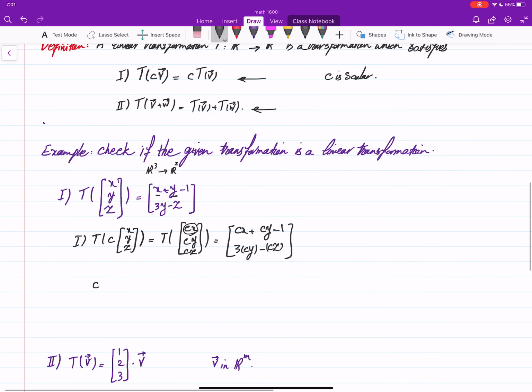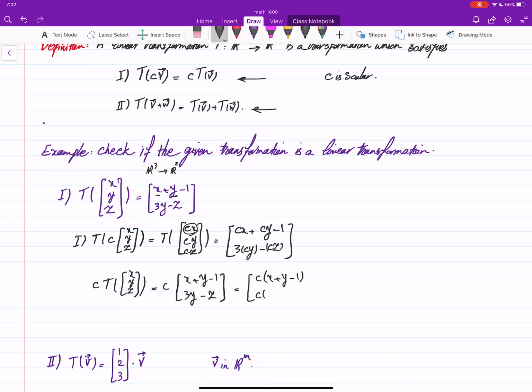How about C of Txyz? Well, let's see. T of xyz is x plus y minus 1, 3y minus z, yes? Then you multiply that c in, scalar multiply, this will be c times x plus y minus 1, and c times 3y minus z. As you can see, this is going to be cx plus cy minus c, and 3cy minus cz.